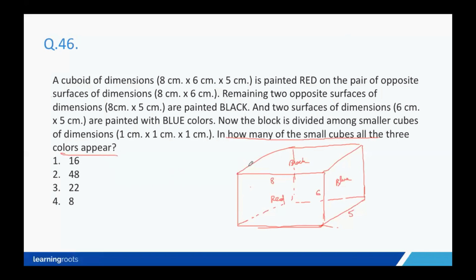Logically, if you're cutting it up, the only place where all three colors will appear is in the cornermost cube that gets cut up, right? So here, in this case, this will be black. This will be red, and this one here will be blue. Similar is the case with this. Same is the case with this. Same is the case with this. And again, you will have four more cubes at the bottom, which is the reason why the answer is 8. Right? So only for the cubes at the extreme borders of the cuboid, you will have all the three colors coming. Right? So the answer in this case will be 8.